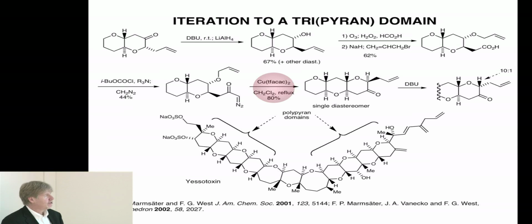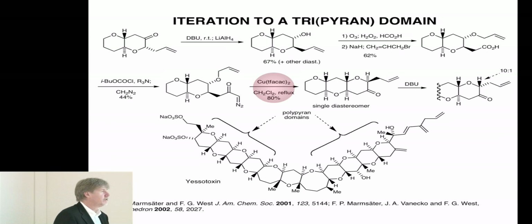We were pretty excited about using that in the context of the marine polyether ladder toxins, such as this one here, Yesotoxin. And I think it would be applicable to the polypyran domains. But what concerned us was this chemistry was absolutely unsuccessful for making larger ether rings.